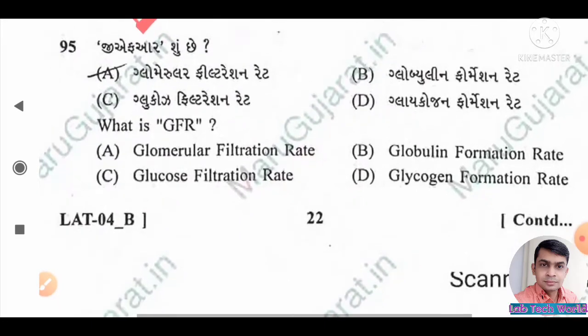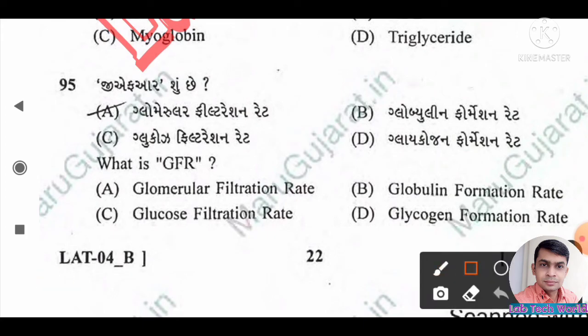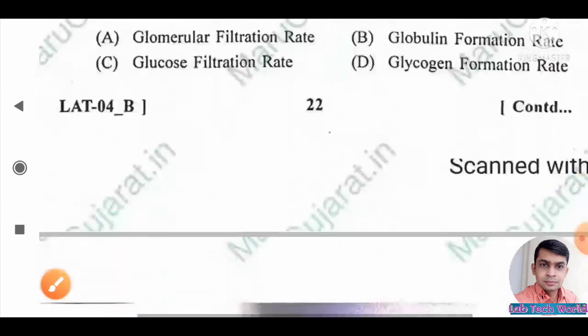Question number 95. What is GFR? Options: A glomerular filtration rate, B globulin formation rate, C glucose filtration rate, D glycogen formation rate. And the correct answer for this question is the full form of glomerular filtration rate. So option A is the correct answer for this question. Move to the next question, number 96.